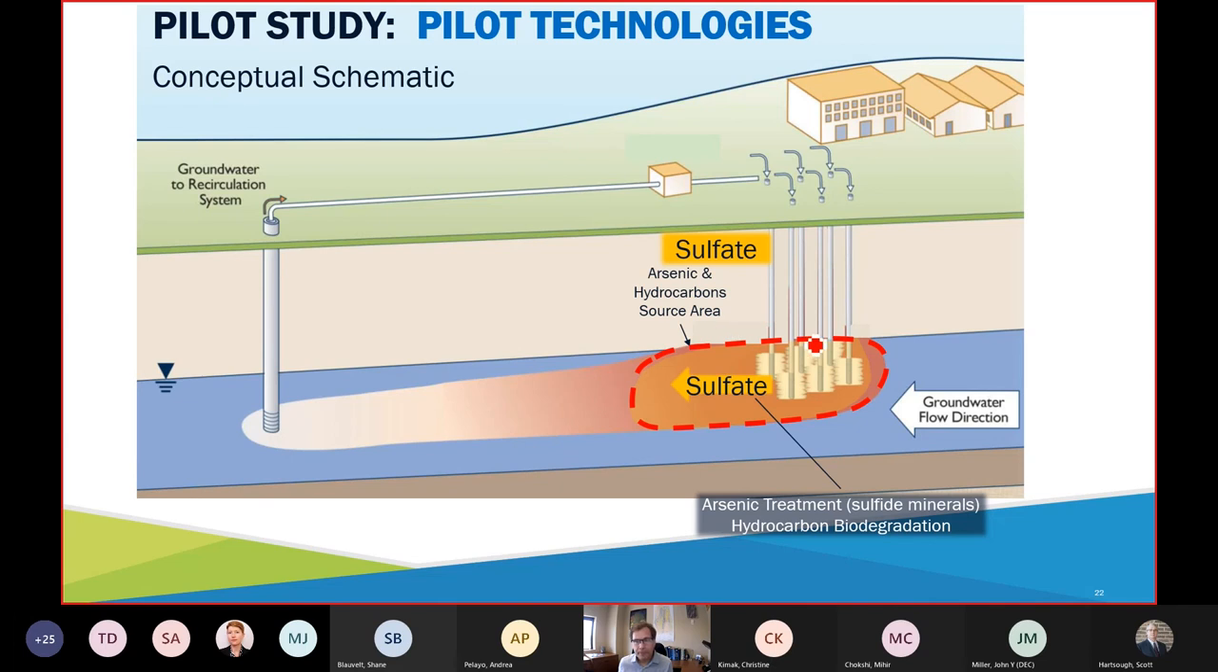An example of that: how do we want to treat a plume? We pump out of the ground at a down gradient well. We keep this water anaerobic. That's very important. We keep this water anaerobic. We mix in sulfate, and then we inject it into the aquifer. We have the groundwater flow, and as this sulfate migrates down gradient, it sequesters the arsenic through sulfide minerals.